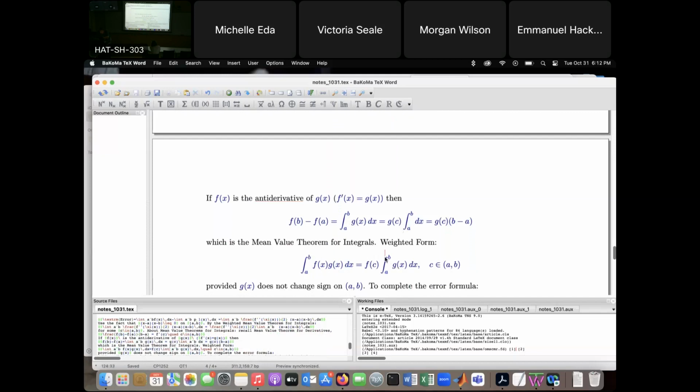So what if this integral is too difficult to work out, but this integral can be worked out? Then you have an approximation of your original integral. This is the theorem that I'm going to use to get a nicer expression for the error in the trapezoidal rule. But first, any questions about these mean value theorems?